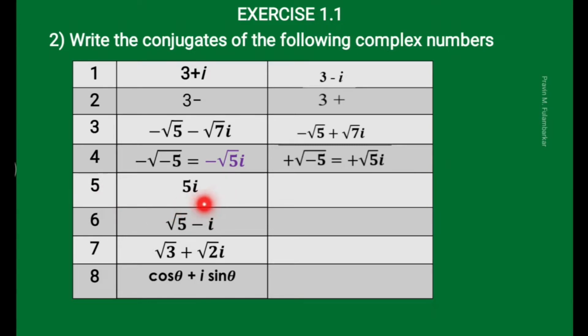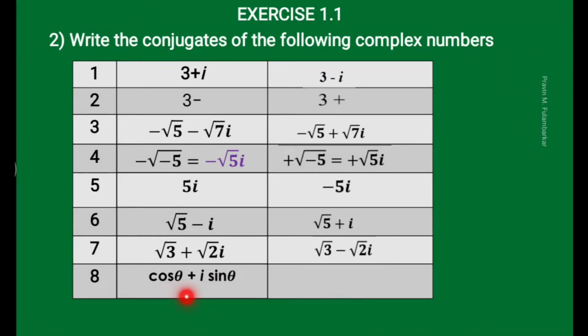5I, this is a purely imaginary number, so its conjugate is minus 5I. Then square root of 5 minus I, so we have to write its conjugate by changing the imaginary part sign, so we write root 5 plus I. Then root 3 plus root 2I, so we have to change this imaginary part sign by minus, so we write the conjugate as root 3 minus root 2I.